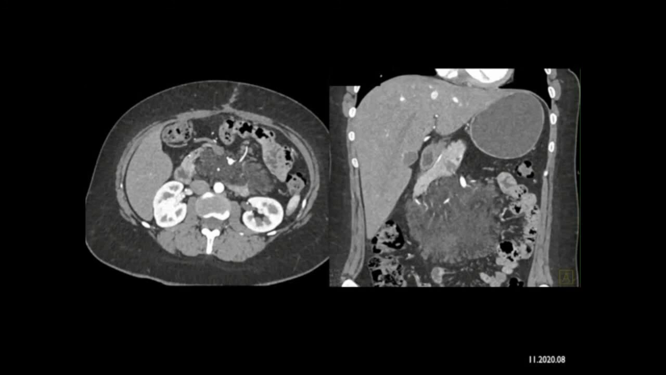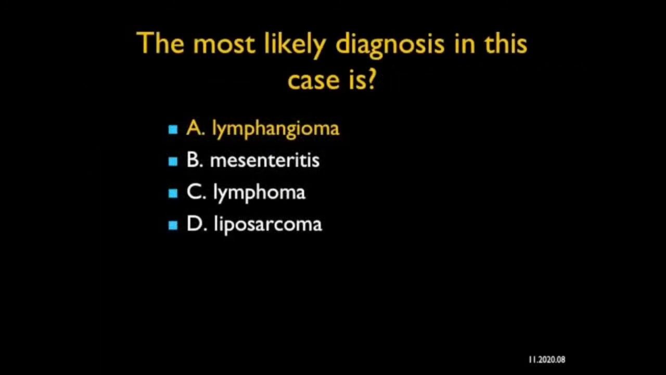Mesenteritis gives you a hazy mesentery. It's not this appearance. Lymphoma is solid. This is not solid. And liposarcomas are fat density, and they can go into the retroperitoneum. So I guess theoretically 100% I couldn't exclude liposarcoma, but the appearance, the low density, all favors a lymphangioma, which this indeed was. Just a wonderful example of that.